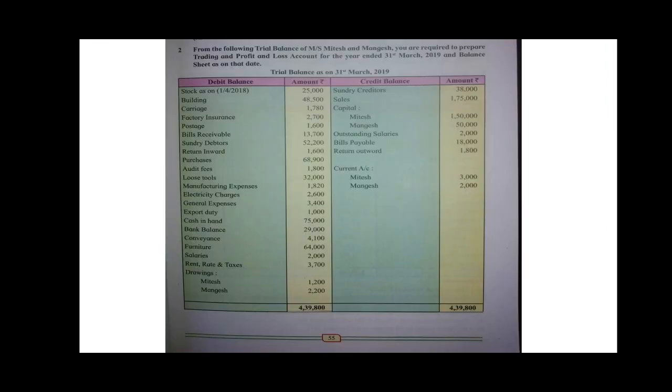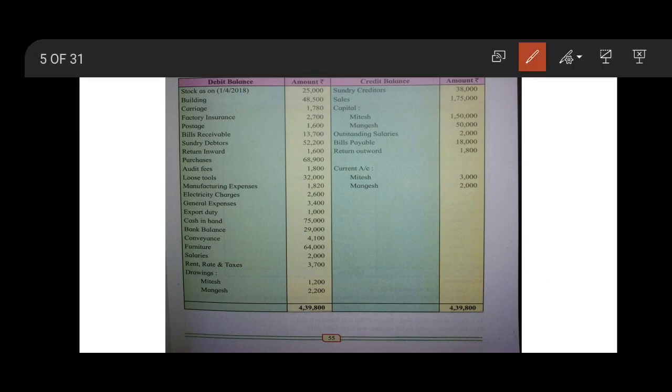In this way, we will prepare our accounts: trading account, profit and loss account, then partner's current account. As the problem shows current balances, therefore partner's current account and then balance sheet. We will mark out the adjustments first. See the questions.